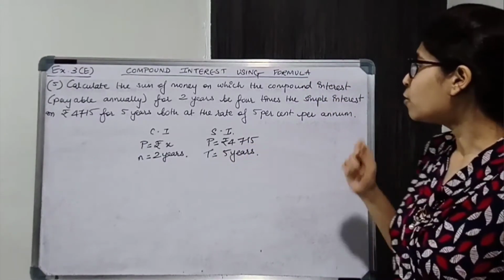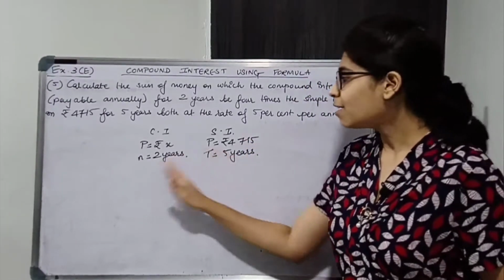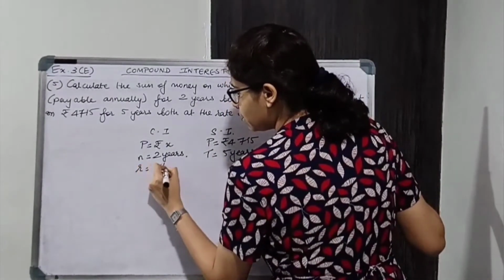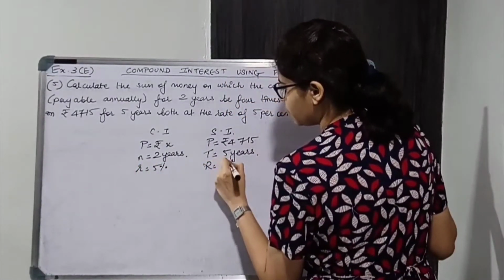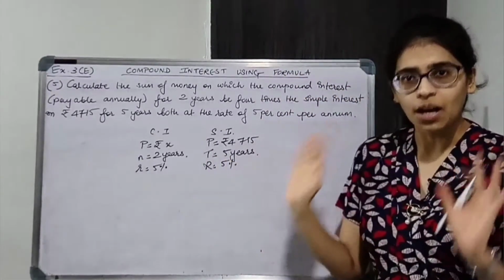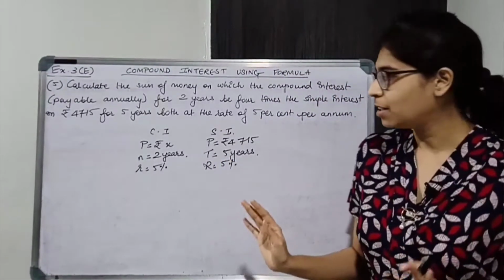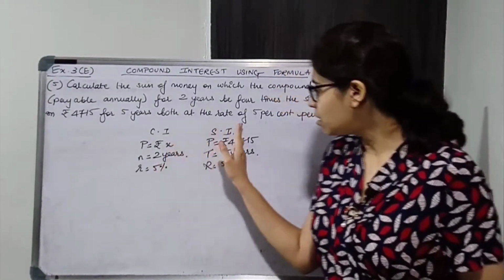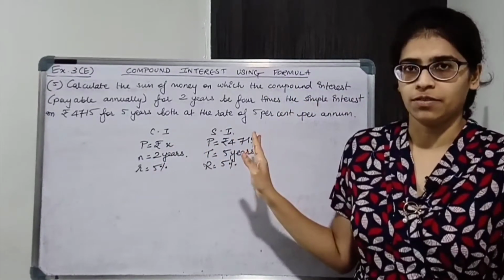Both at the rate of 5% per annum. So R is the same in both cases. Your small r is 5%, your capital R is 5%. So now it seems easy. Over here we need to find the principal. Here we have all the information given.